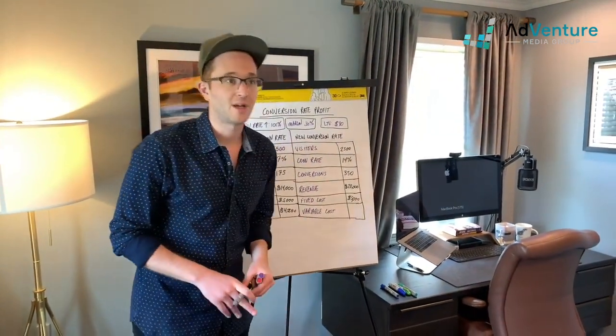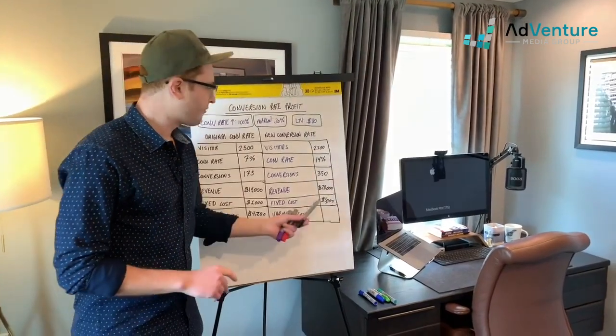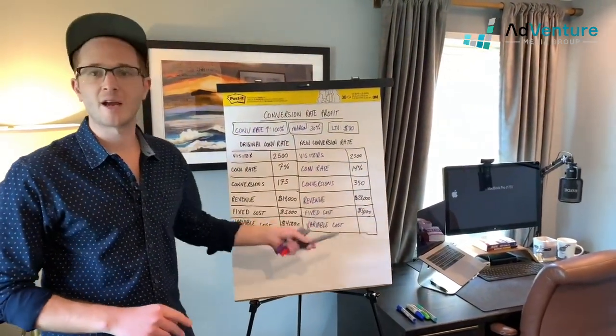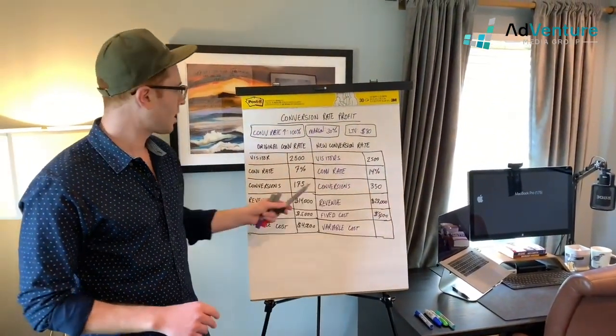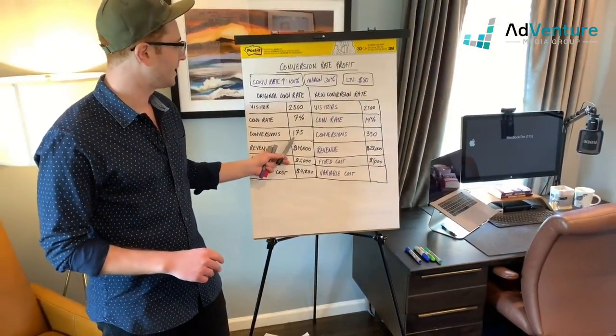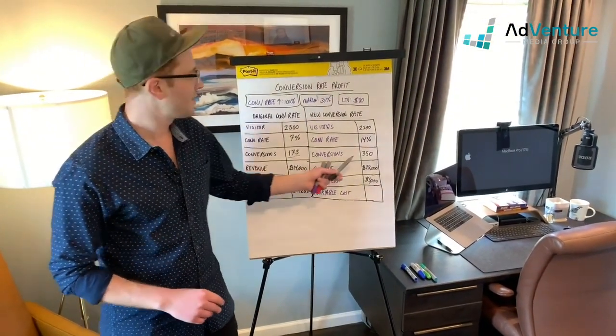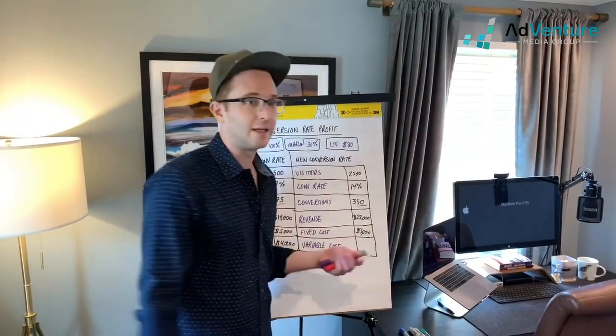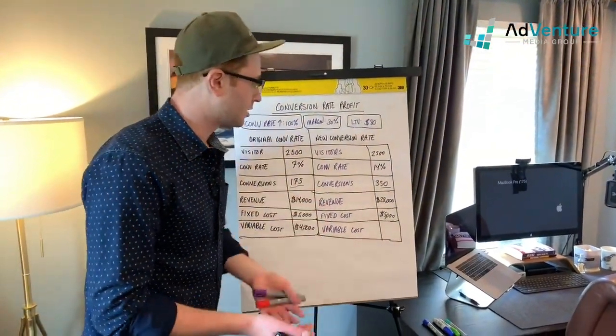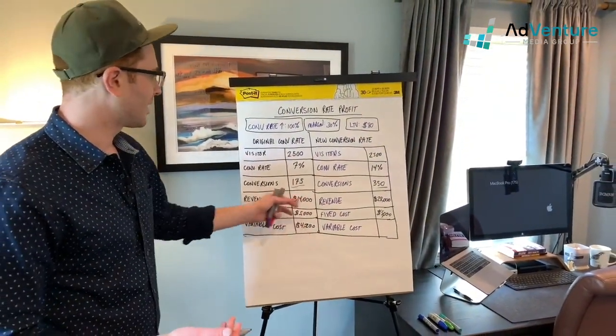Now, what's your variable cost in this example? Remember, fixed costs stay the same. Variable costs will go up. If you are servicing 175 leads, clients, or products, and now you're servicing 350 leads, clients, or products, your variable costs are going to go up. So now it's going to be double, right?